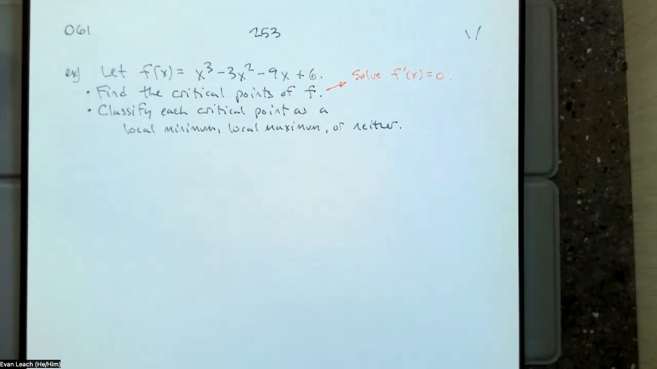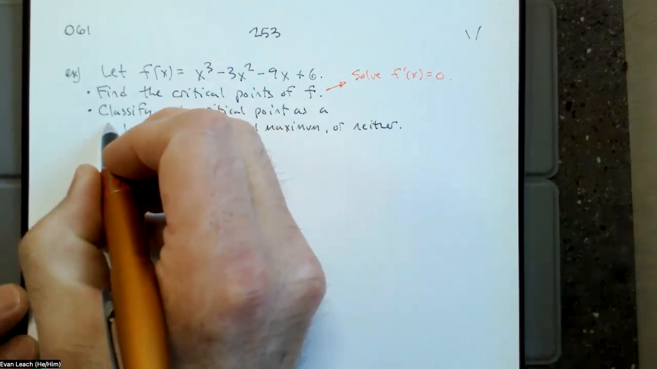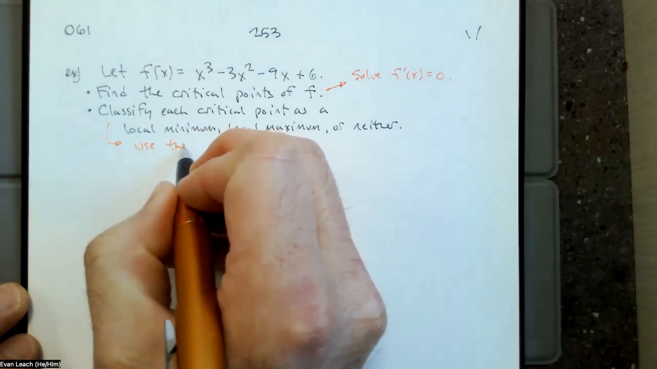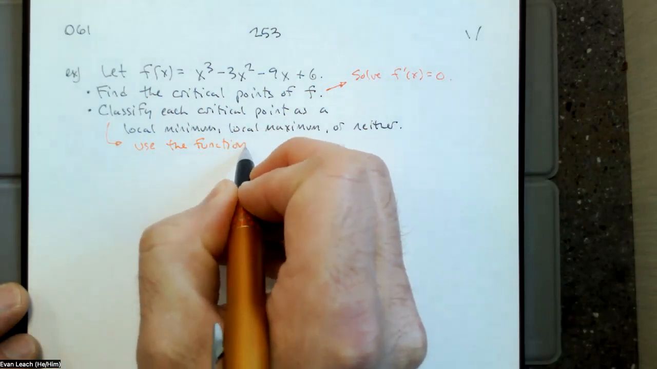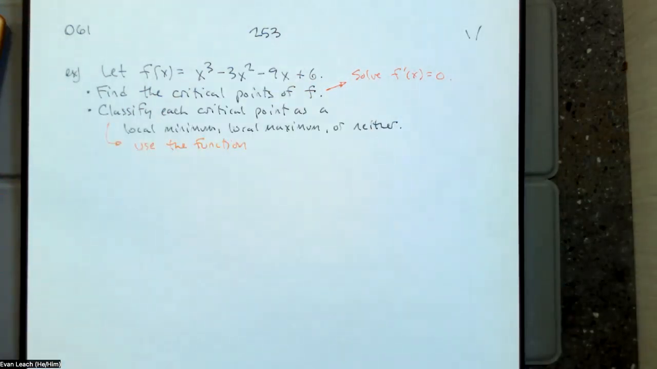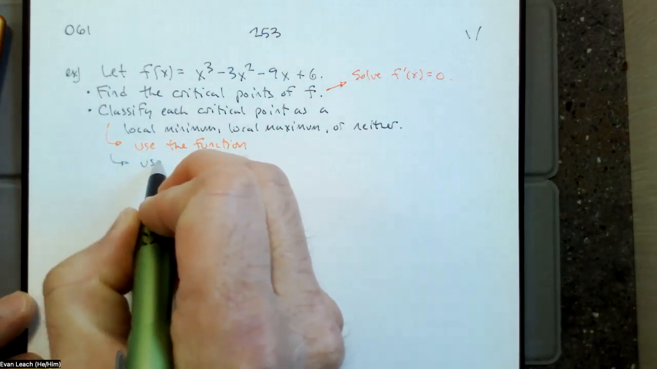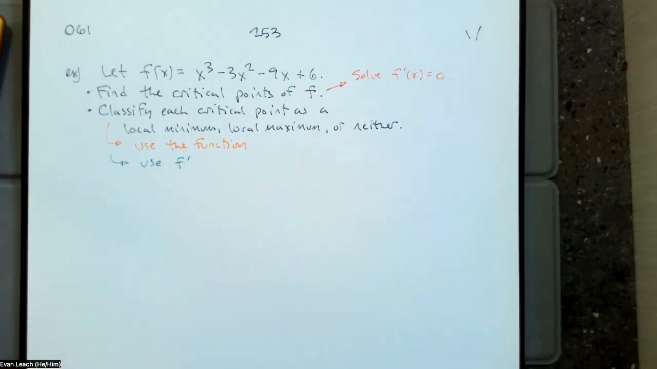When it comes to classifying each critical point as a local maximum, a local minimum, or neither of those, we have a few options. We've got a zero derivative option where we think about what the function looks like. So in this case, to classify, we can use the function. If we know stuff about what the function looks like, then we can use that information. We could use the first derivative. We can note where the function is changing direction.